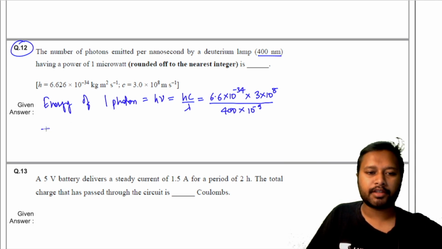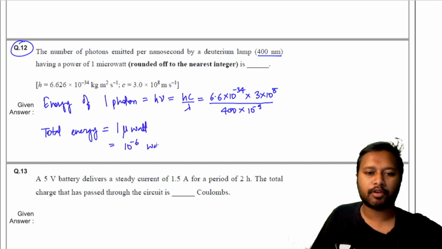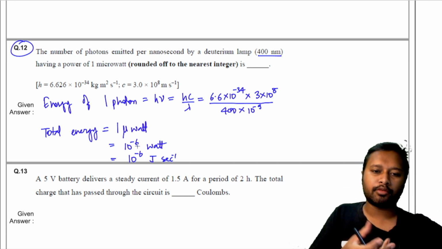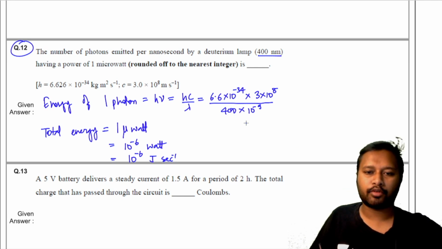Total energy is given to you as 1 microwatt. What does that mean? It means 10 to the power minus 6 watt, and 1 watt is equal to joule per second. So this is 10 to the power minus 6 joule per second. This is the total energy which we have. Now we know the total energy and the energy of one photon, so we can divide to get our answer.